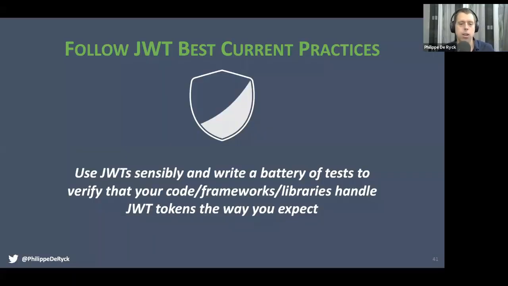Takeaway here, follow JSON Web Token best current practices. Use JSON Web Tokens sensibly, and write a battery of tests. I don't care that you think that you know how your code works. I want to see test suites to do that. Yeah, my library doesn't accept alg none. Well, sure, I believe you, but test it. Show me the test suite, and only when all the tests succeed or fail, depending on how you write them, then I'll believe that your application actually doesn't accept that.